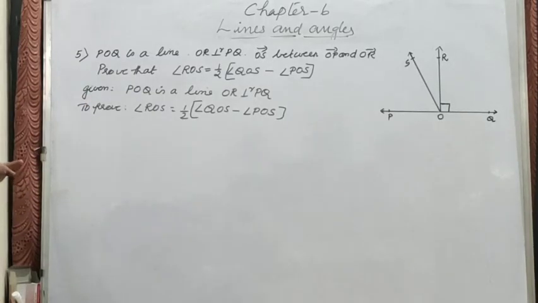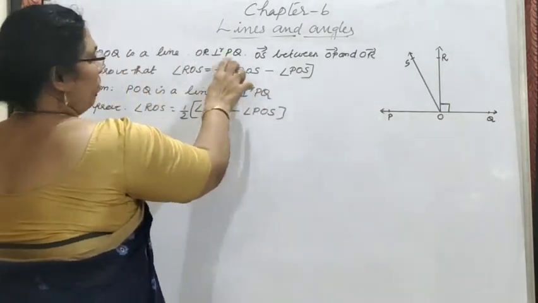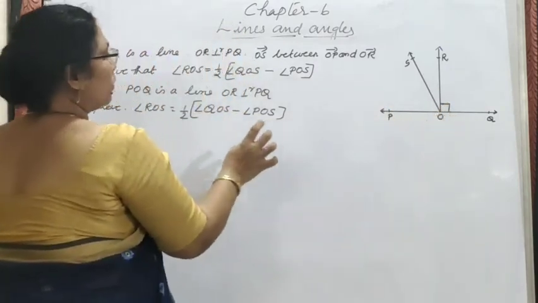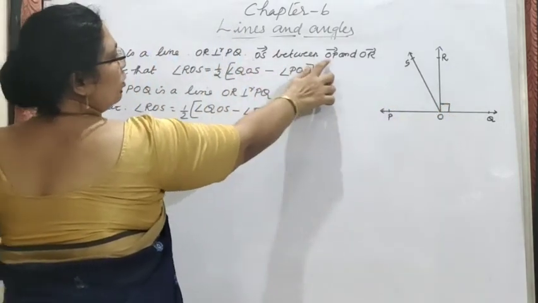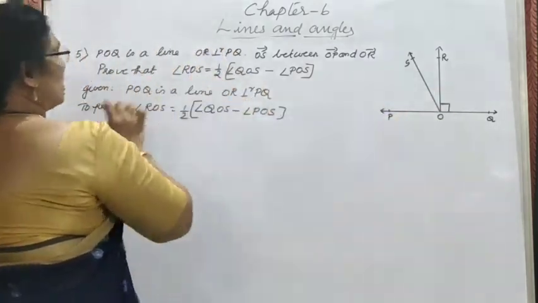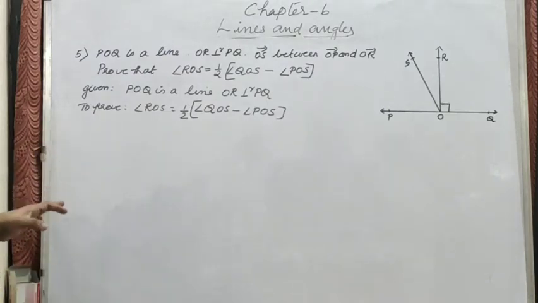POQ is a line. OR perpendicular to POQ, and ray OS lies between OP and OR. Prove that angle ROS equal to half into angle QOS minus angle POS. POQ is a line. Line is given. OR perpendicular to PQ. So this line is perpendicular, already shown here. Ray OS lies between OP and OR. Prove this. I think this is the difficult question from this exercise.